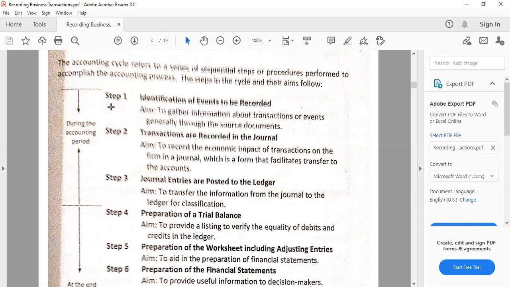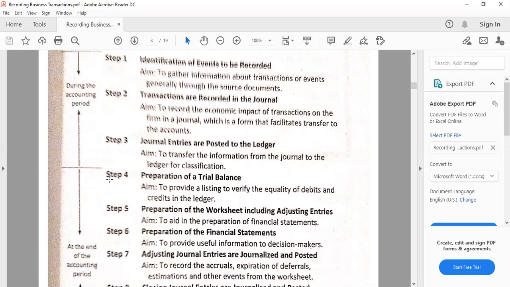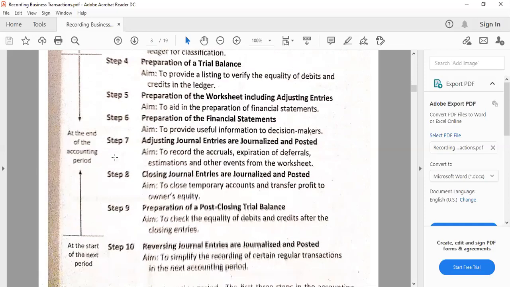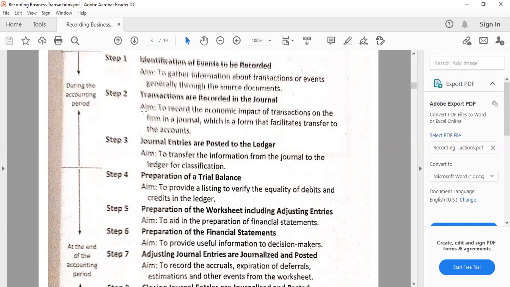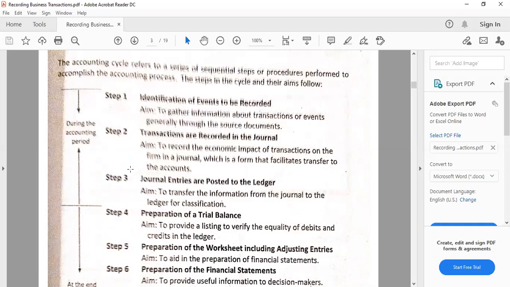Now we can notice that steps 1 to 3 are done during the accounting period, but steps 4 to 9 at the end of the accounting period, while 10 is at the start of the next, reversing entries. Well, for steps 1 and 2, no question, it would be during. Step 3, though, is that journal entries are posted to the ledger. This is done by some at the end of the accounting period to make sure that the transactions have already ended before they're actually posted to the ledger.